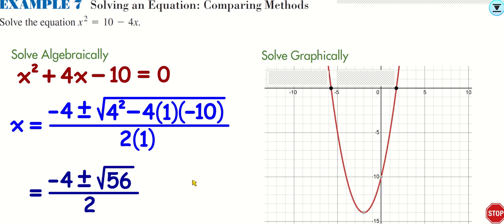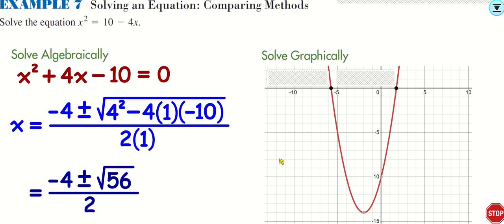is 56 divisible by 16? It's definitely divisible by 4. 56 divided by 4, so just 4. So the square root of 56 could get simplified to be 2 times the square root of 14. Okay? And once this would be rewritten as 2 root 14, then you could actually divide the 2 into both the -4 and the 2 that would get brought out for a final answer.